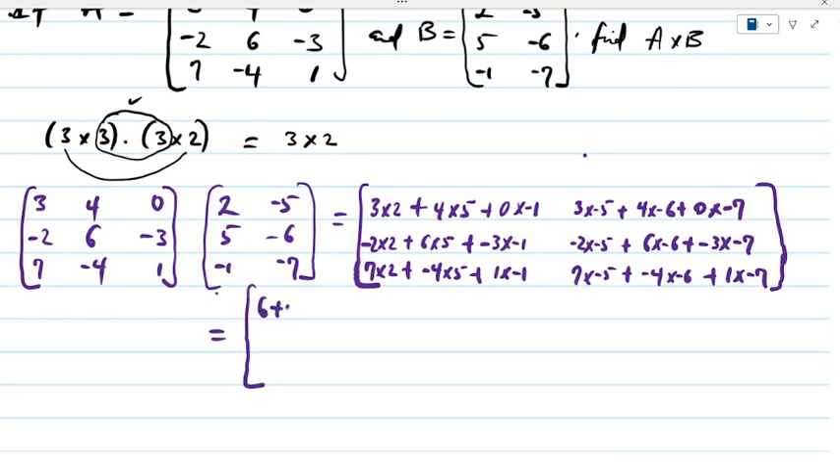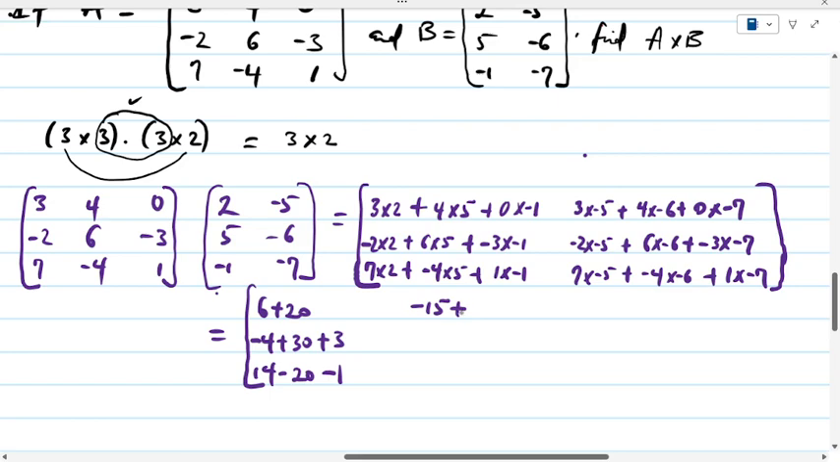So here we have 6 plus 20, minus 4 plus 30 plus 3, 14 minus 20 minus 1, minus 15 minus 24, then plus 10, minus 36, plus 21, then minus 35 plus 24, then minus 7.